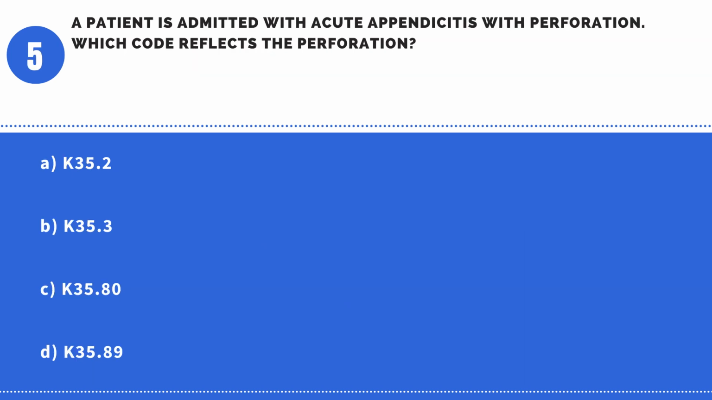Question 5. A patient is admitted with acute appendicitis with perforation. Which code reflects the perforation? A. K35.2. B. K35.3. C. K35.80. D. K35.89.